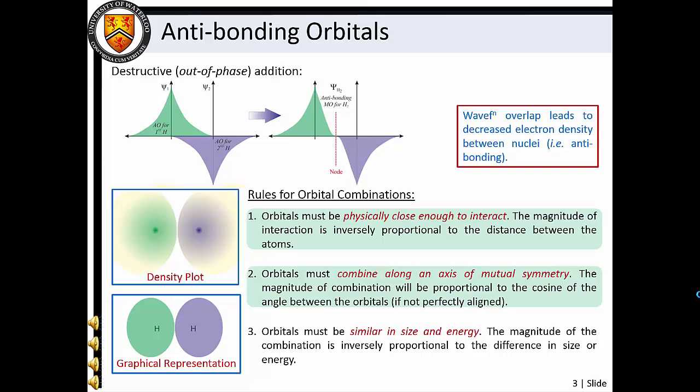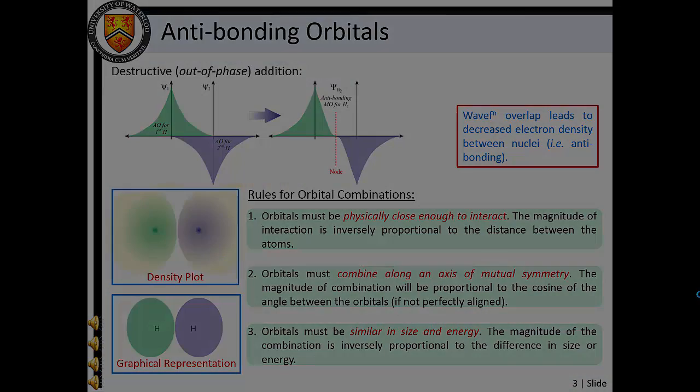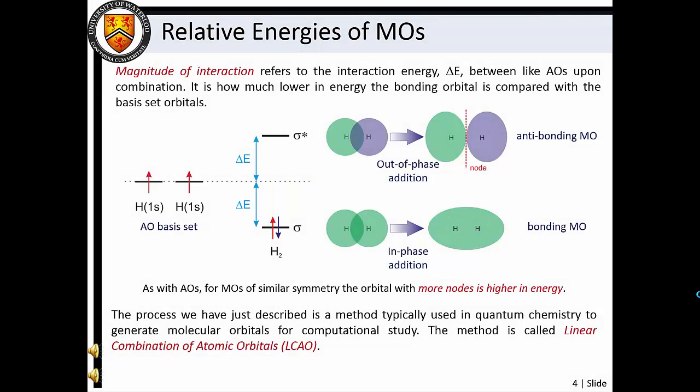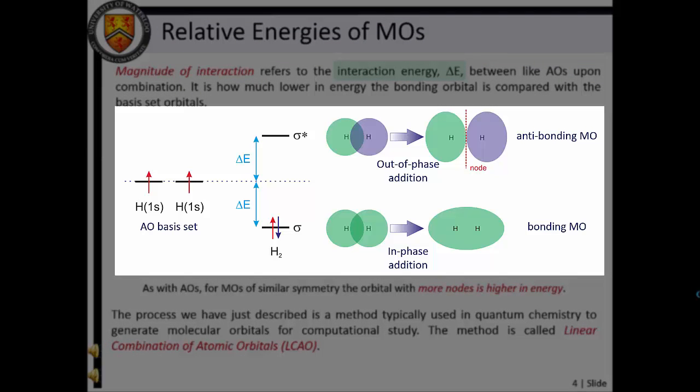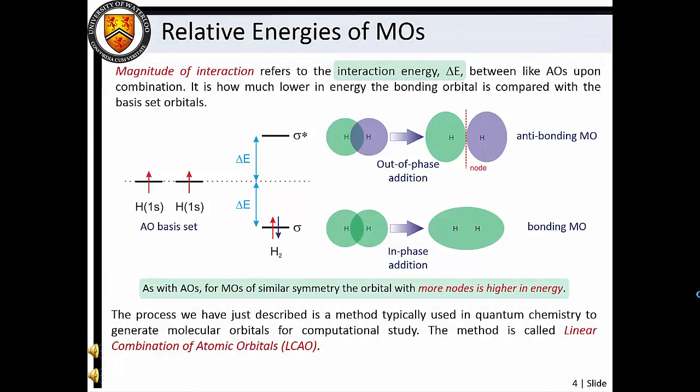Finally, the atomic orbitals must be similar in size and energy, which we now know are in fact related. When we say magnitude of interaction, we are referring to how much lower in energy the bonding MO is in comparison with the corresponding separated atomic orbitals. For molecular hydrogen, this is also how much higher in energy the antibonding MO is with respect to the separated AOs. It should be noted that, like atomic orbitals, for MOs of similar symmetry, the orbital with more nodal surfaces is higher in energy.